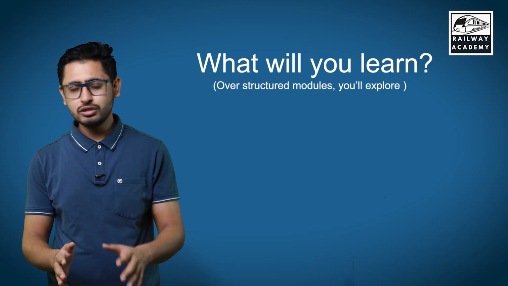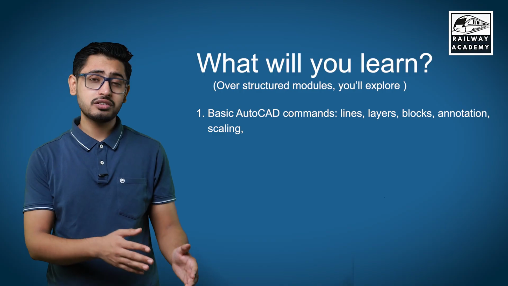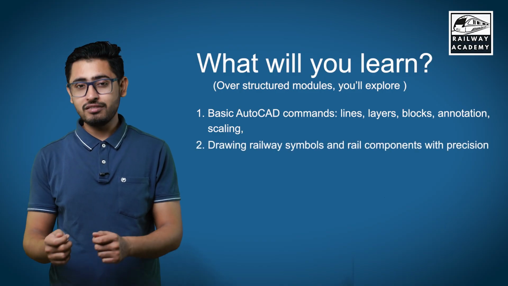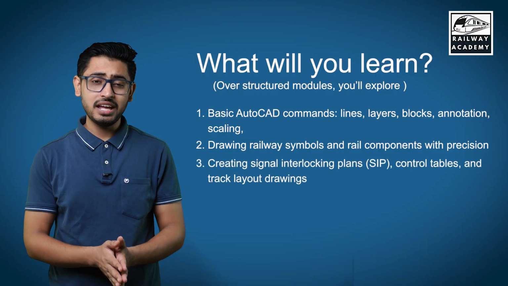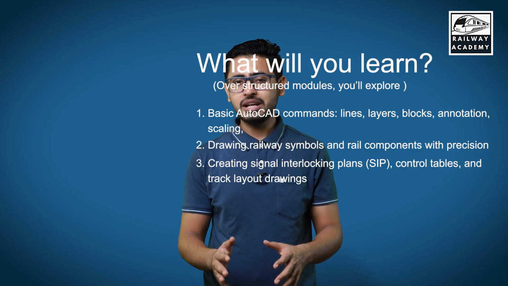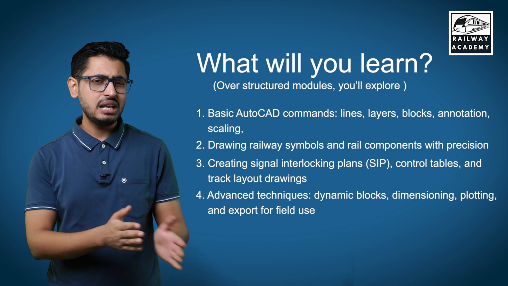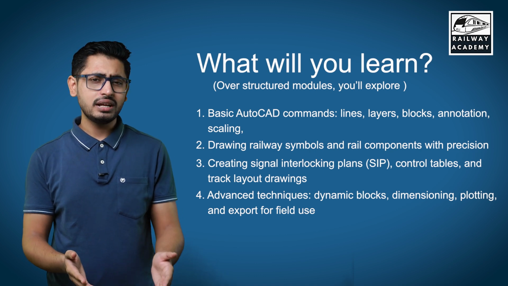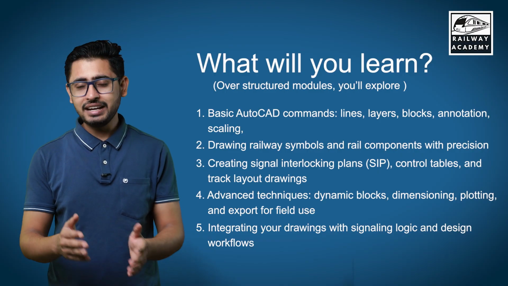What you will learn. Over structured modules, you will explore basic AutoCAD commands, lines, layers, blocks, annotation, scaling, drawing railway symbols, and rail components with precision. Creating signal interlocking plans, SIP, control tables, and track layout drawings. Working with templates, libraries, layers, and drawing standards. Advanced techniques, dynamic blocks, dimensioning, plotting, and export for field use. Integrating your drawings with signaling logic and design workflows.